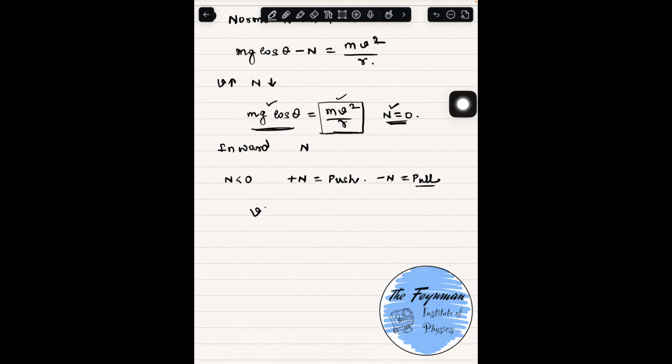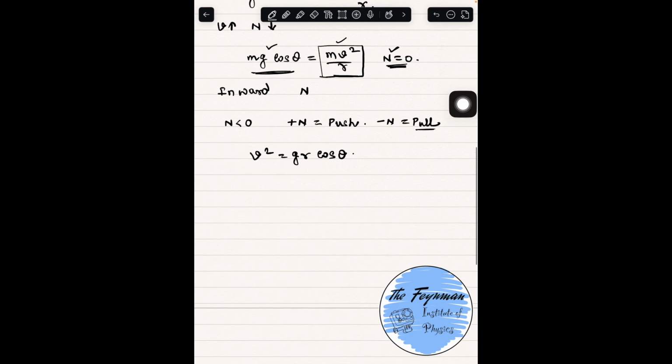That means v square is equal to g into r into cos theta. Okay, now after that we can solve this problem in two ways. Suppose the first method is by the energy equation.